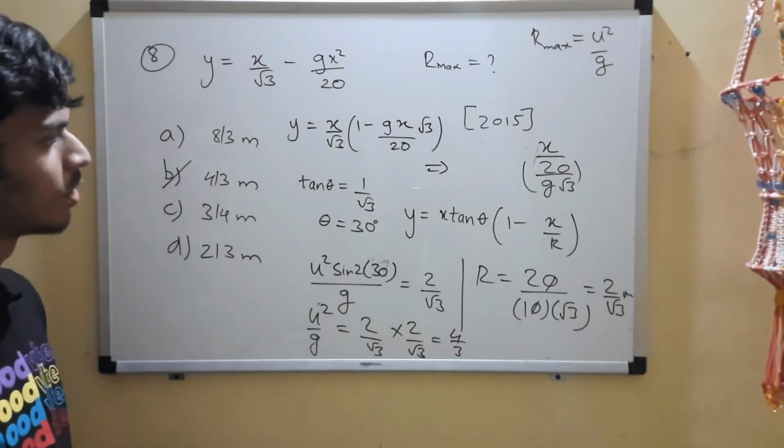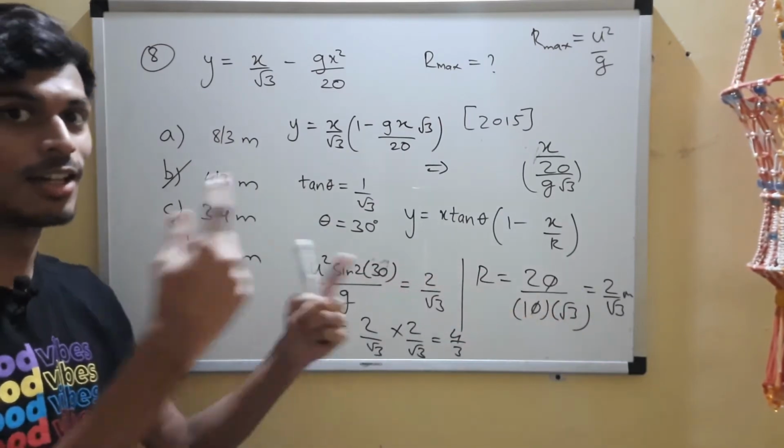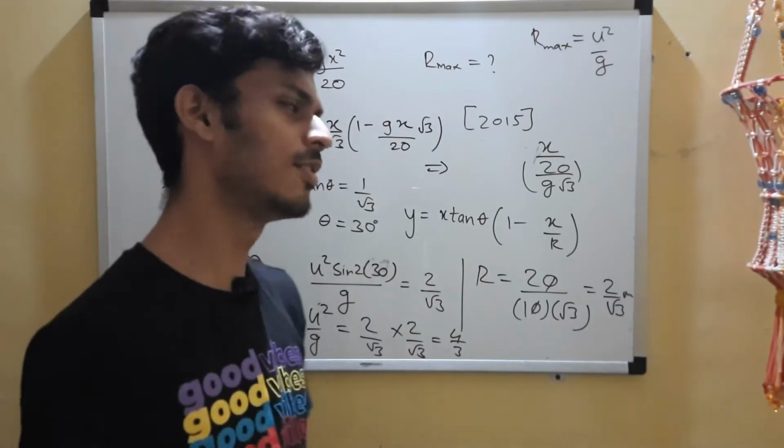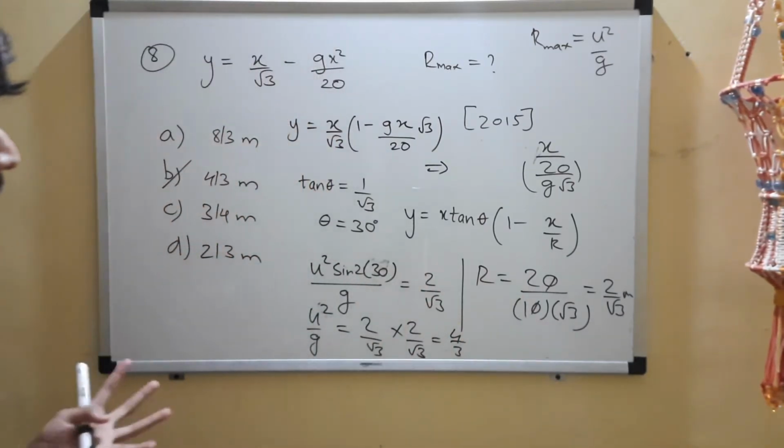So the only catch point was over here. This is the range at 30 degrees and not 45 degrees. We want the maximum horizontal range, which is achieved at 45 degrees. So over to the next question.